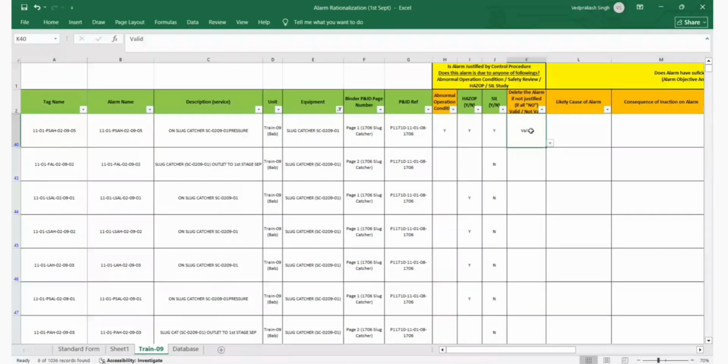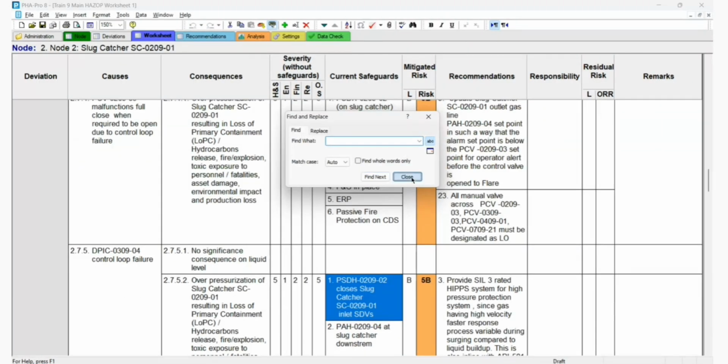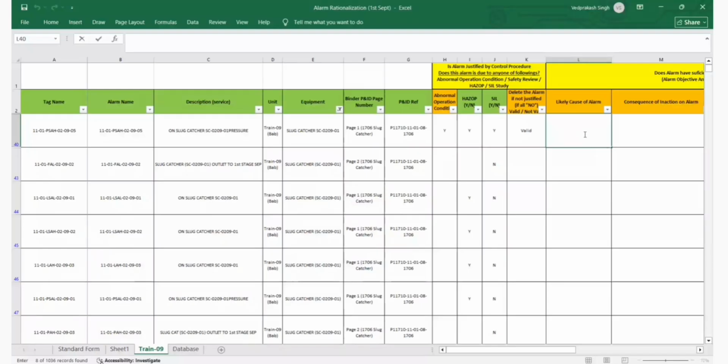This is a valid alarm. What is the likely cause of the alarm? Why is there a high pressure in this one? Some valve closure and process upset, right? It depends on the root causes. Yeah, there are many causes in the HAZOP. We don't need to put all the causes here.